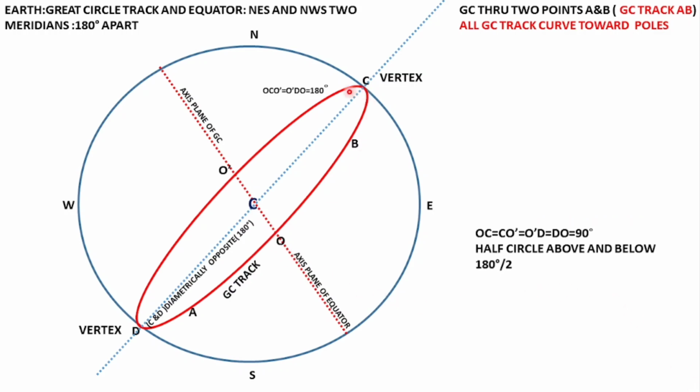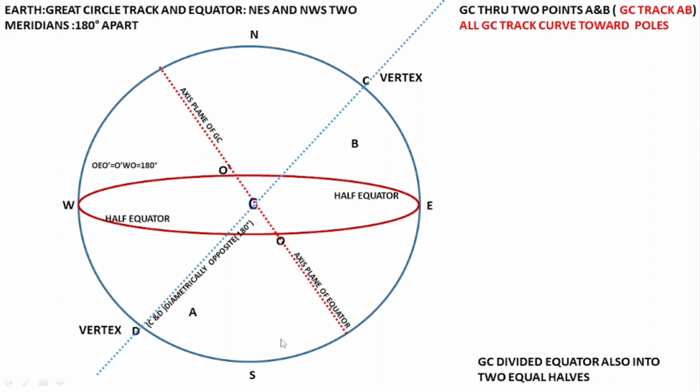Now, I just told you that half of the circle is above and half below, and similarly this half and this half. So if you look at it, basically this equator has divided this great circle into 4 equal parts of 90 degrees. So you have 90 here, 90 here, 90, 90. Now, even the equator would be divided by the great circle's plane into two halves. One is this side, one is this side. And similarly, you'll have 4 equal parts here of 90 degrees each.